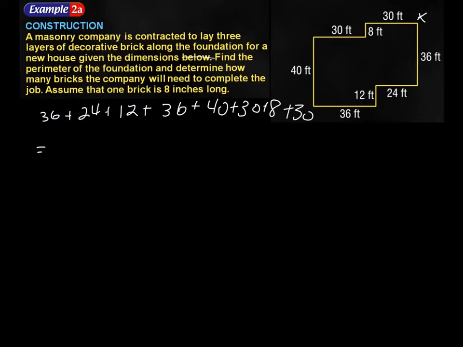So all we need to do is pick a spot and just add. So 36 plus 24, 12, 36, 40, 38, and another 30. And I mark my spot so I can remember where I started.